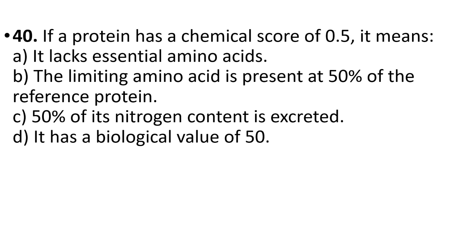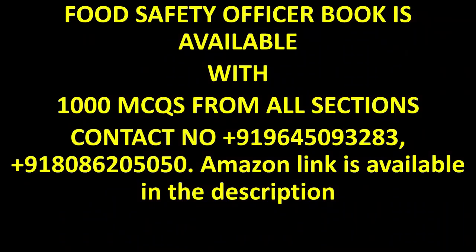40. If a protein has a chemical score of 0.5, it means A, it lacks essential amino acids. B, the limiting amino acid is present at 50% of the reference protein. C, 50% of its nitrogen content is excreted. D, it has a biological value of 50. Your answer is option B. The limiting amino acid is present at 50% of the reference protein.